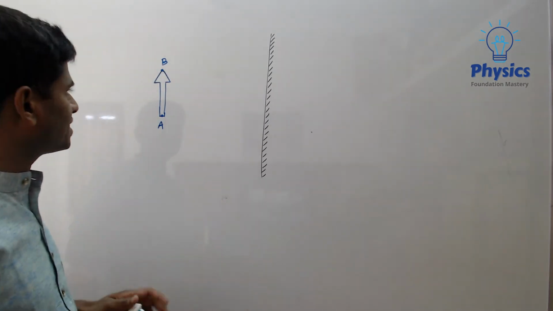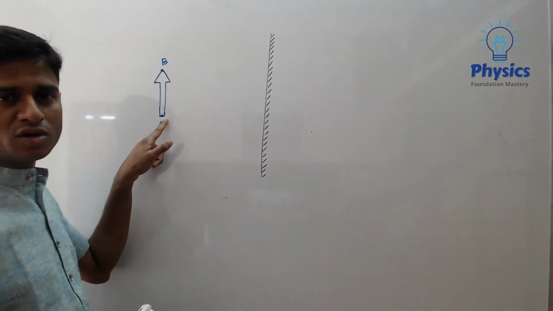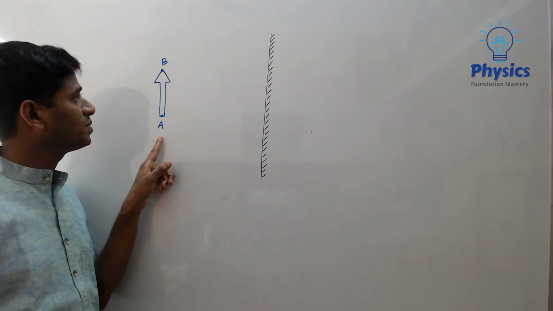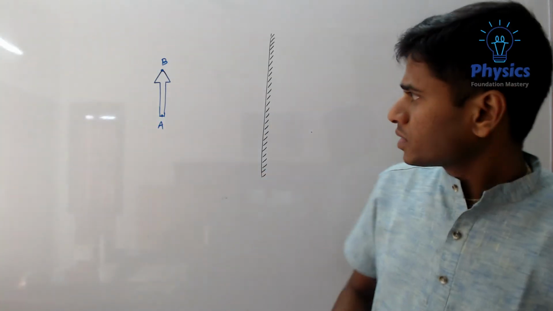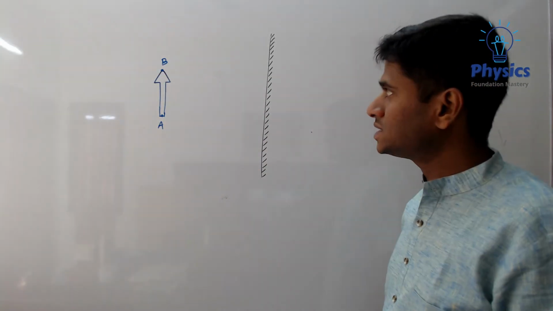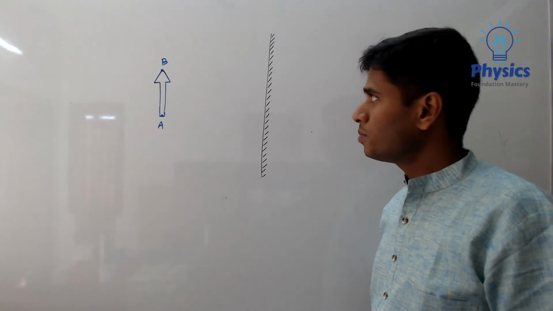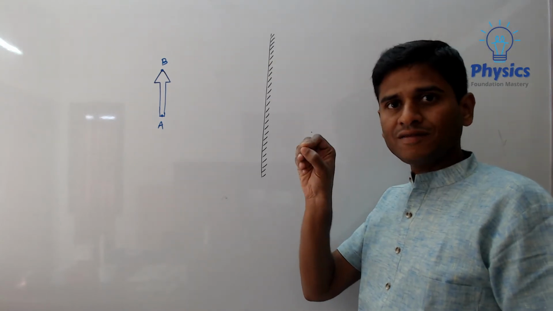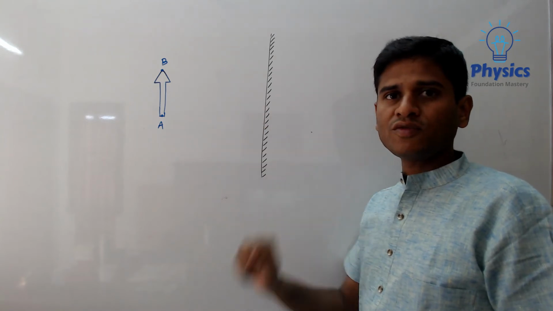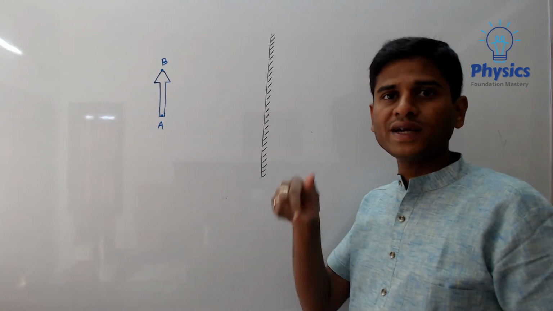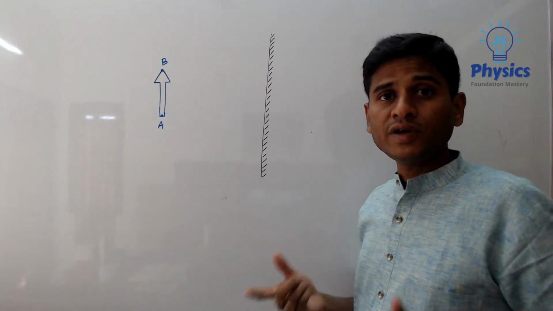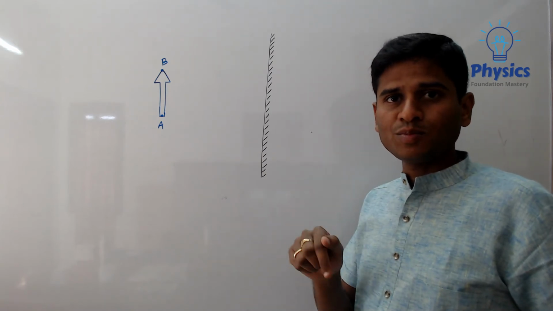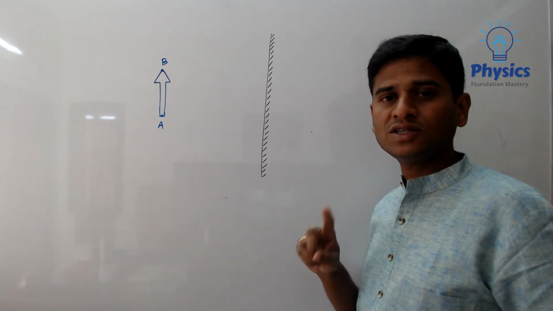So here is an object. The bottommost point of the object I am considering as A, and the topmost point in the object I will consider as B. Now, when light falls on the object, every point is going to give a diverging beam of light. How it is, I have already explained in one of my previous videos. The link for it, I'll put it in the description box. Please do watch.